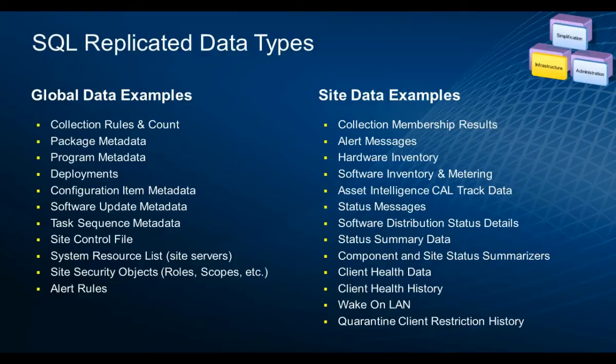And then site data examples could be collection membership results. You can see here it's not just the metadata but the actual results. Alert messages, hardware and software inventory, metering, asset intelligence, and CAL tracking, client access license tracking data. Status messages of clients, software distribution status details, status summary data, component and site status summarizers, client health, data and history, wake on LAN information, and quarantine client restriction history from NAP would be site-specific or site data examples.